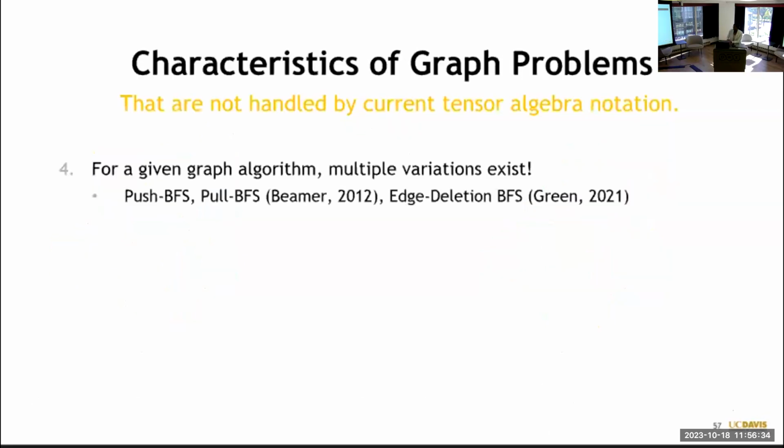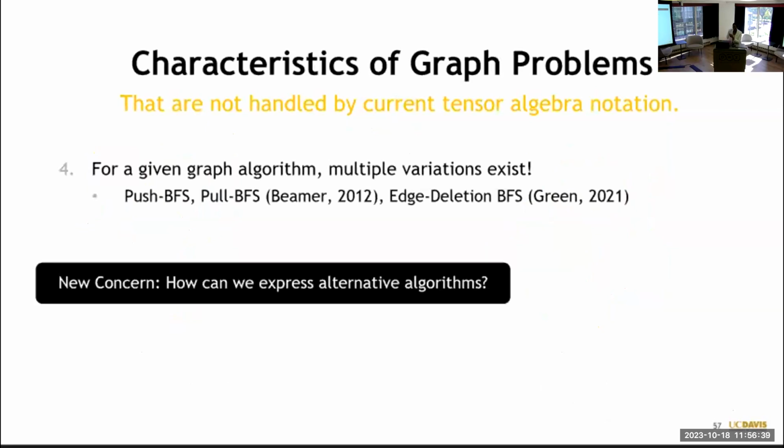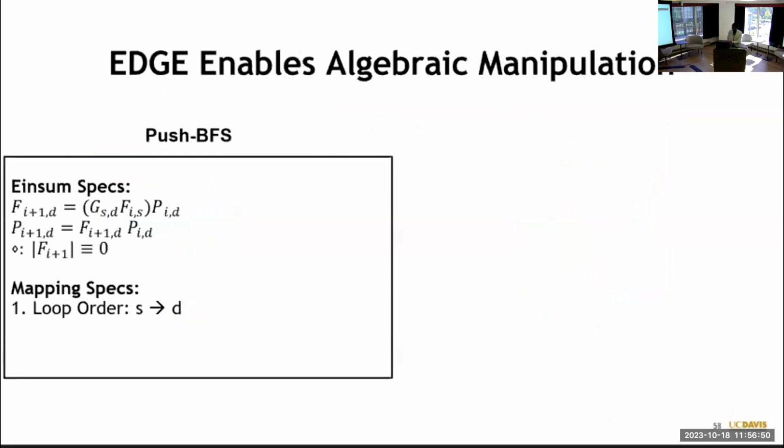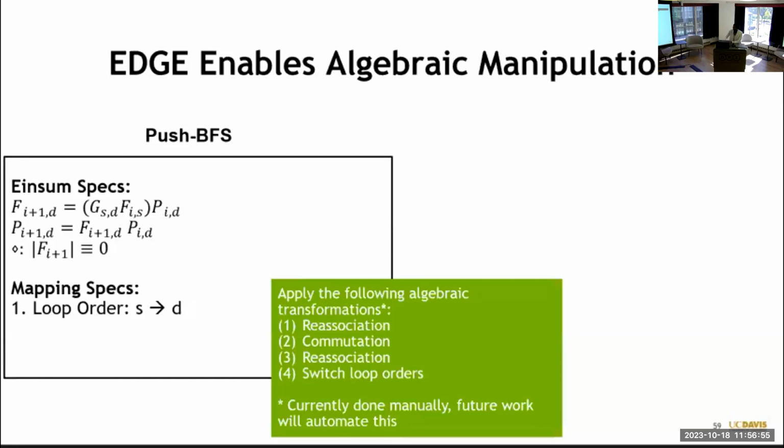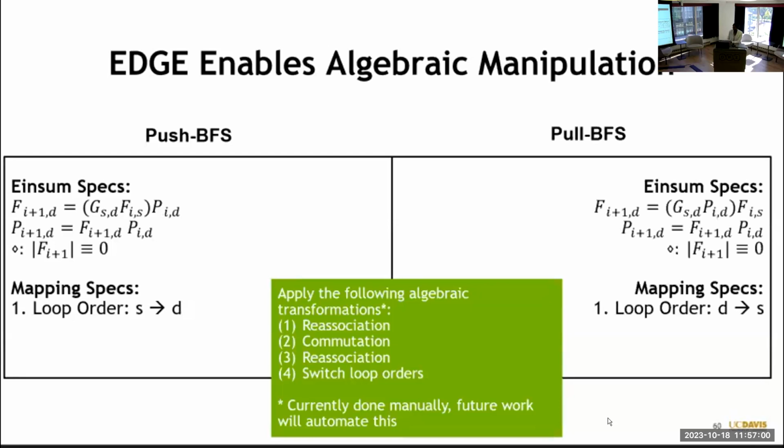So in our framework, to be able to handle things like this, we formalize this concept of having variance by adding another concern to our separation of concerns. Namely that an Einsum can have algebraic variance derived by employing algebraic manipulations to an Einsum. So for push BFS, if this is the specification, we can now apply this set of algebraic transformations to get pull BFS in 4 simple steps. This concept of algebraically modifying the Einsum is powerful as it allows us to come up with other graph algorithm variations.